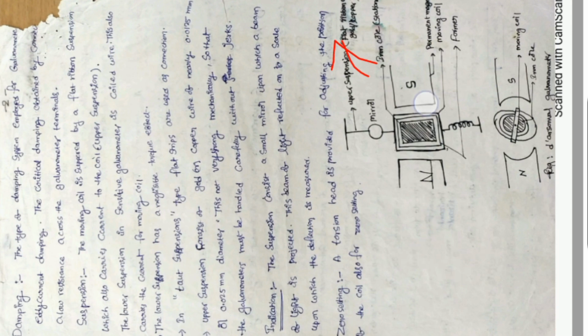This is the iron core for a directional galvanometer or ballistic galvanometer. Again, I am telling that it is not a directional, ballistic galvanometer also it is, but with small modifications. What is the requirement? There is no controlling torque. Here there is no controlling torque. A spring we are using to give controlling torque. It is an iron core.